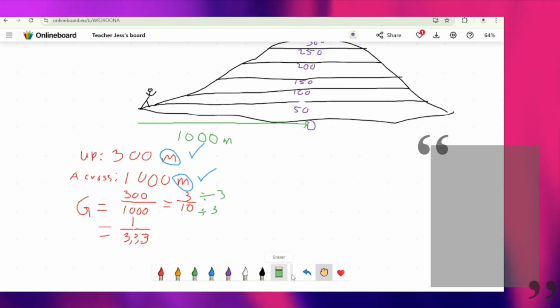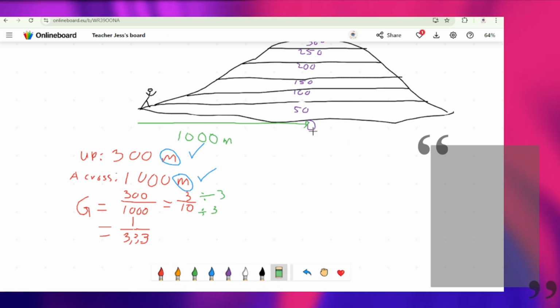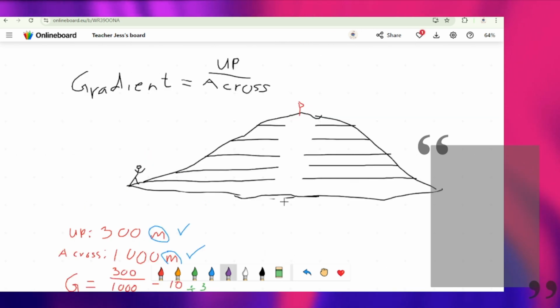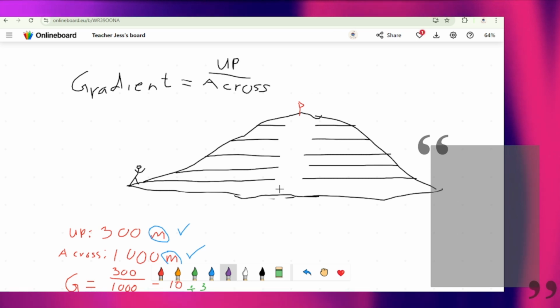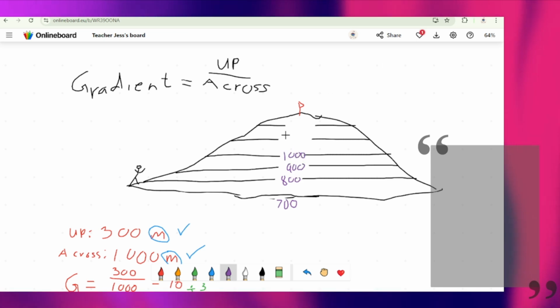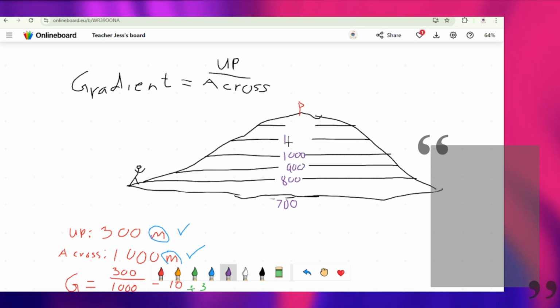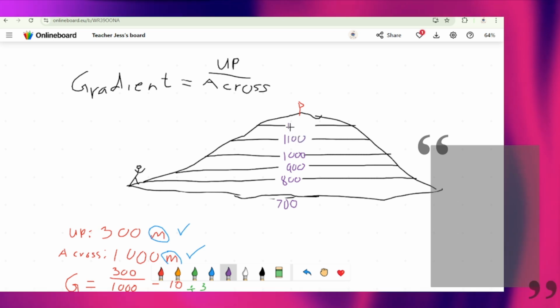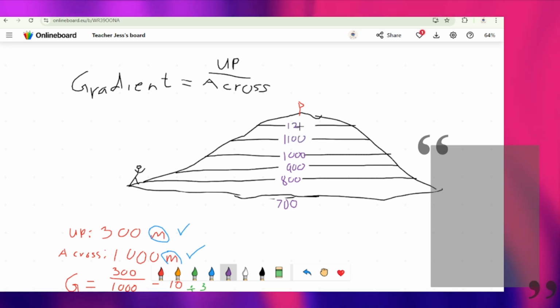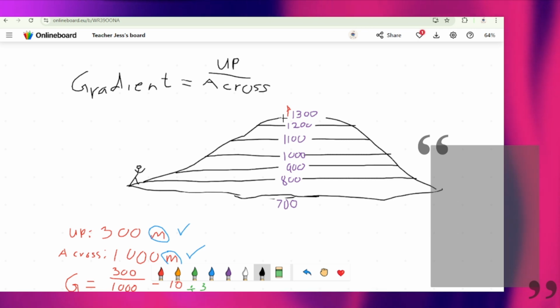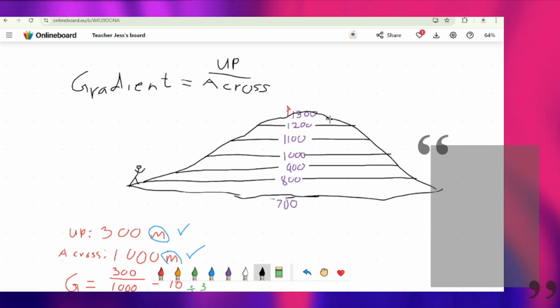Now let's try and make this more difficult. I think we're ready to graduate a bit. But in this case, we aren't going to start at 0. We're going to start at, let's say, 700. 800, 1,000, 1,100, 1,200, and then the flag is at 1,300. I realize I'm going to draw a new hill soon, or else these answers are going to start getting a little predictable.